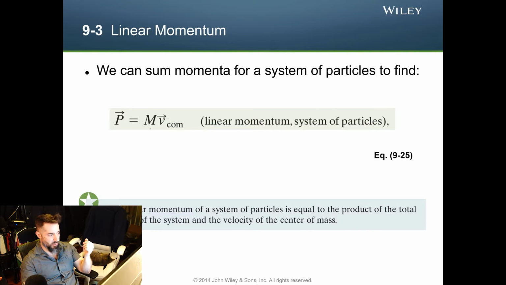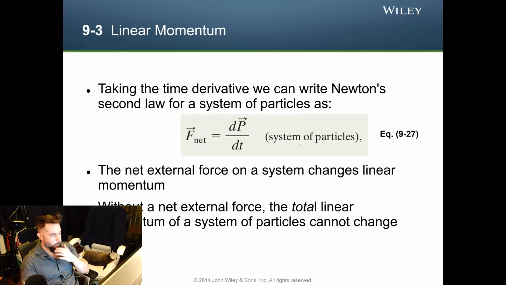So the sum, again, you can sum up the particles in the system. You have this large M here instead of a small m, but still center of mass. Again, the system of particles is equal to the total mass. Again, we take the time derivative like we just did earlier, and you can do it for a system of particles. It doesn't have to be for a single particle. Again, this external force on a system changes linear momentum. Without a net external force, total linear momentum of a system of particles cannot change.